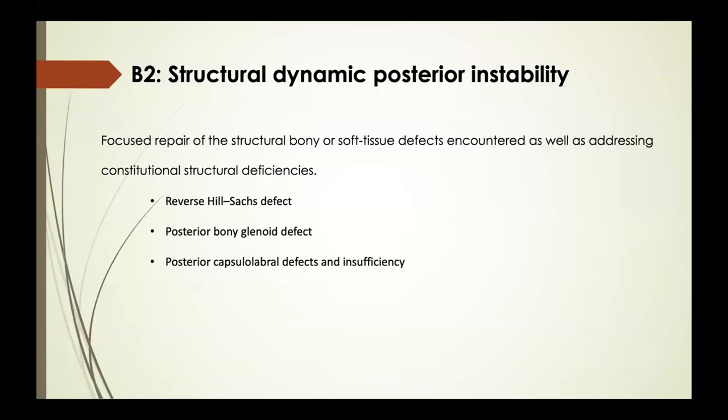And treatment in this case, the patient has mainly three things to be noted. One is the reverse Hill-Sachs defect, posterior bony defect, and posterior capsular defect and insufficiency. The first two things should be treated with bony procedures, and the posterior capsular defect might be treated with arthroscopic capsular labral repair, and it may give improvement in stability and pain-free and functional movement in the patient.